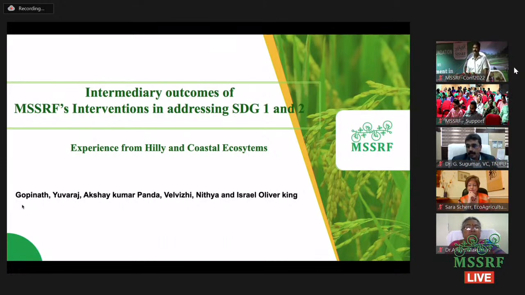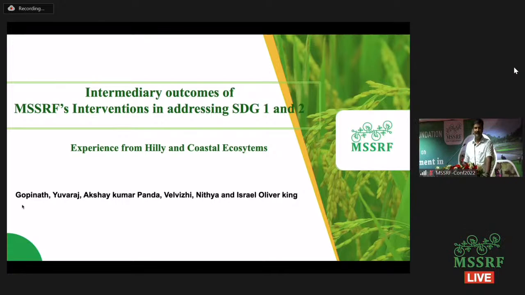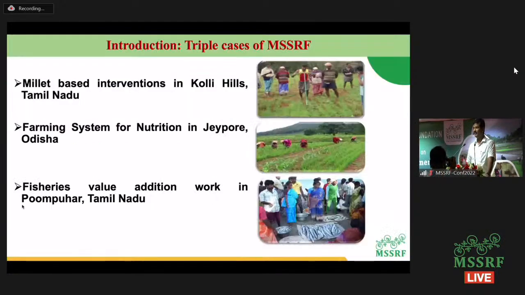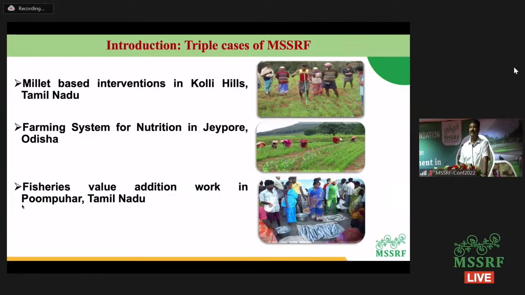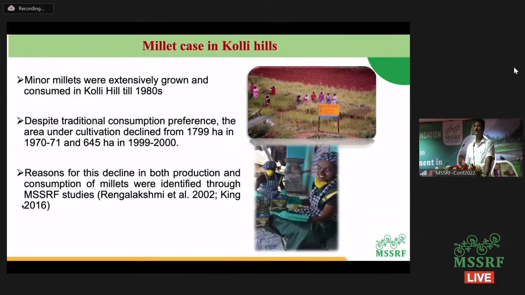The interventions, of course, directly address SDG 1 and 2 and indirectly address SDG 5, 13, and many other SDGs. The three cases I would like to share are from Kolli Hills in Tamil Nadu, that is millet-based interventions; a farming system for nutrition intervention in Jaipur of Odisha state; and the fisheries value addition work going on in the Pumbukari area of Tamil Nadu. Dr. Velvili had explained in detail the type of work going on in Pumbukari and the need to address some of the gray areas existing in the coastal community, and that gives a clear context for the third case. I would like to start with the millet case from Kolli Hills.